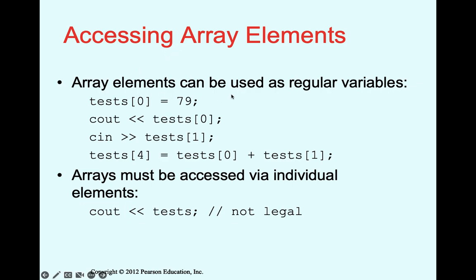We can access the elements of the array like a normal variable. When we say test[0], we are accessing the first element of the array, and it is like a variable. We can give it a value, print that value, input that value, and even make it part of an equation or expression. But we are not allowed to print the whole array. We can only print individual elements of the array.